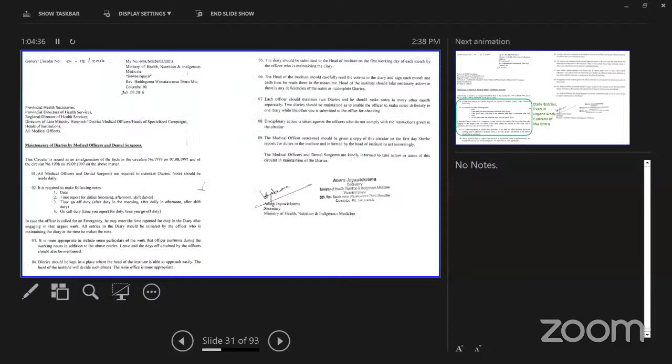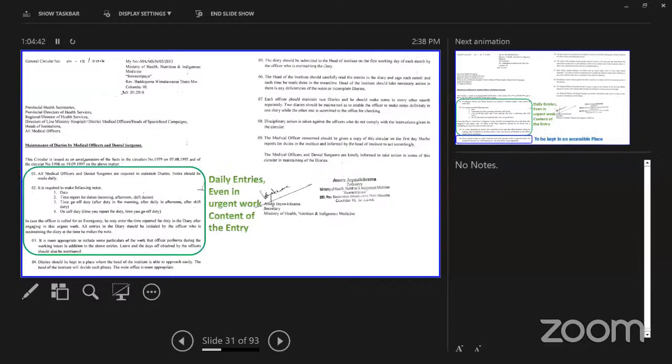This is the circular in relation to the diary maintenance. You will see all those things mentioned here. For example, daily entries should be done even if it is urgent work. All medical officers and dental surgeons are required to maintain a diary. Notes should be made daily. Required notes: date, time reported for duty, time gone off, on-call duty, everything should be mentioned there. In the case a medical officer is called for an emergency, he may enter the time reported for duty in the diary after engaging in the urgent work. All entries in the diary should be initialed by the officer who is maintaining the diary at the time he makes the notes. So that is in relation to maintenance of the diary.